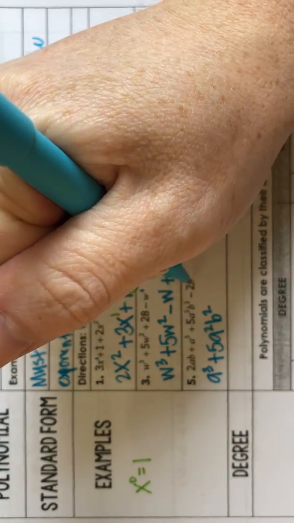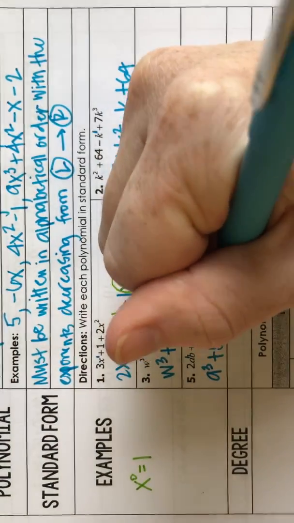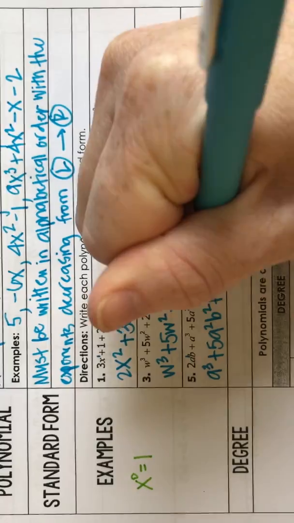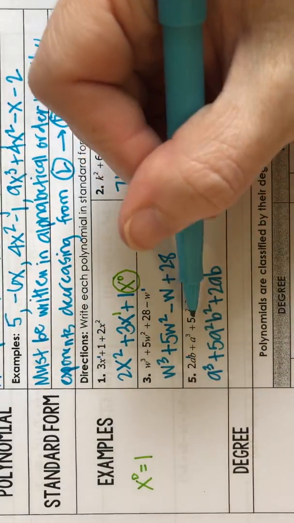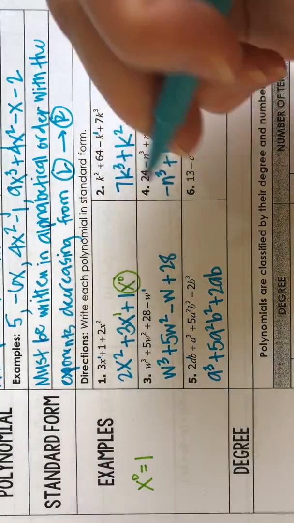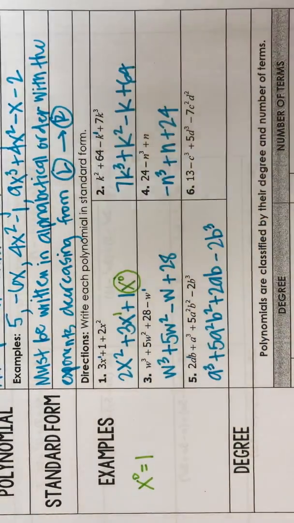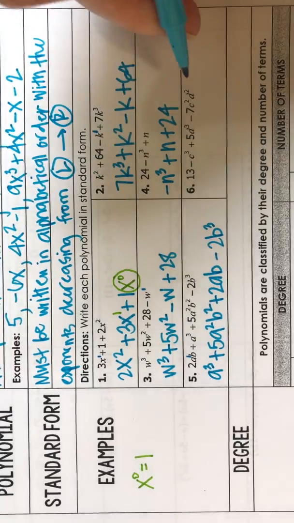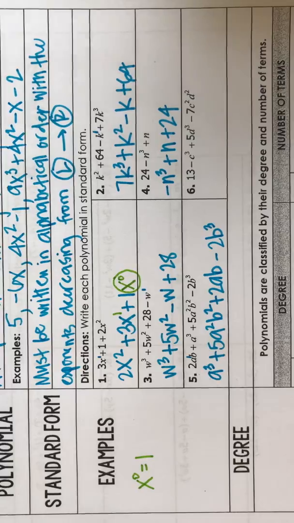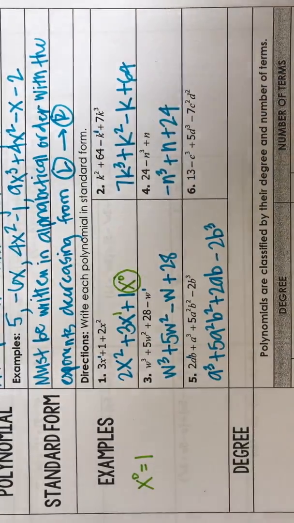Okay, this one doesn't have an a, this one does, and its understood exponent is 1, so this is going to be plus 2ab. So I've got all my terms with the a's, and then I've got this last term, negative 2b cubed. Okay? All right. And then number 6, right here, my highest power, first of all, it's got 2 variables.